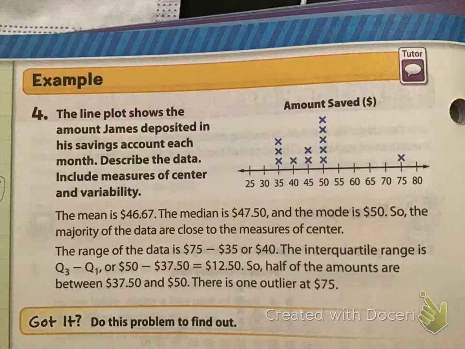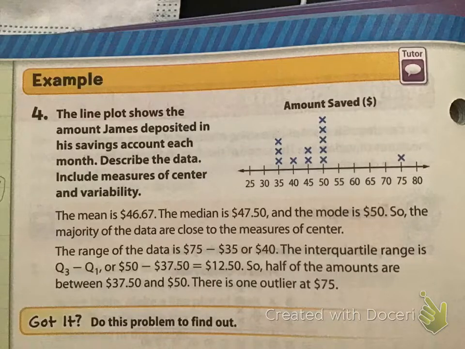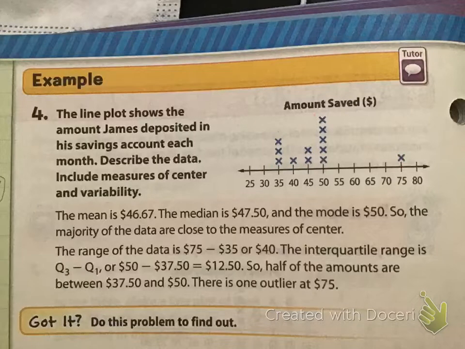The line plot shows the amount James deposited in his savings account each month. Describe the data, including the measures of center. Already, we know that that's the mode we see the most. The median, if we went through, biggest, smallest, biggest, smallest, biggest, smallest, biggest, smallest, biggest, smallest. Oh, we're between those two. So we got to find that's the $47.50. The mean, we add up all of our numbers.